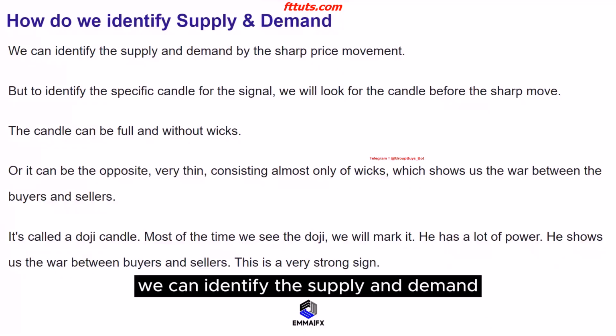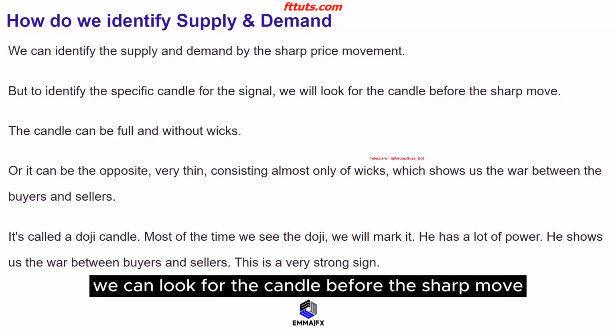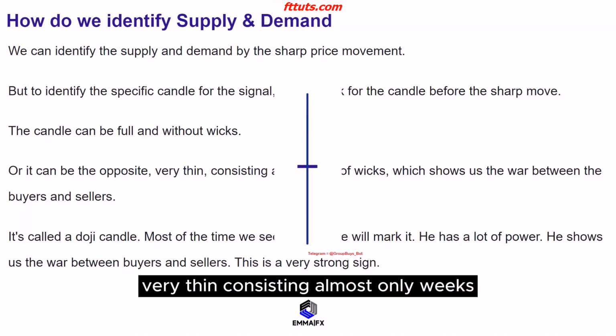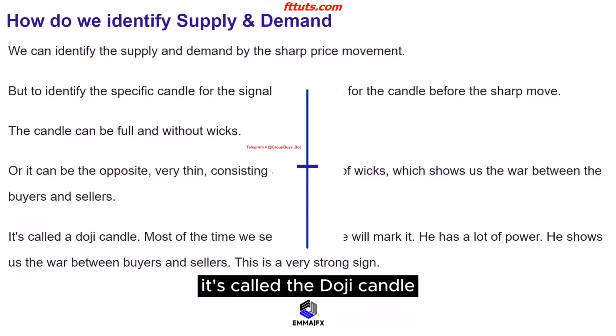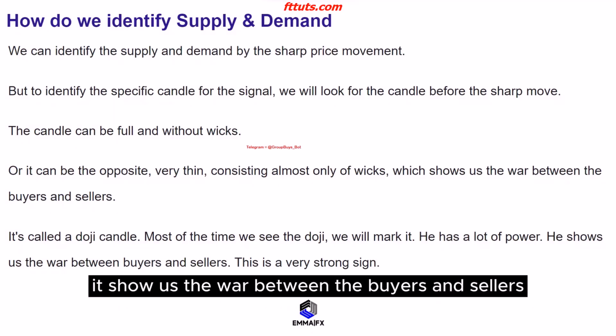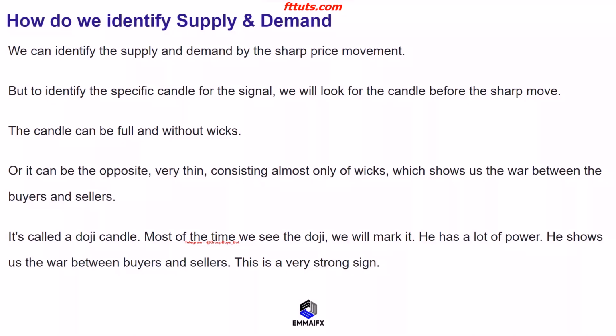We can identify supply and demand by the sharp price movement, but to identify the specific candle for the signal, we can look for the candle before the sharp move. The candle can be full and without wicks, or it can be the opposite, very thin, consisting almost only of wicks, which shows us the war between the buyers and sellers. It's called a doji candle. Most of the time when we see it, we will mark it. It has a lot of power. It shows us the war between the buyers and sellers. This is a very strong sign.